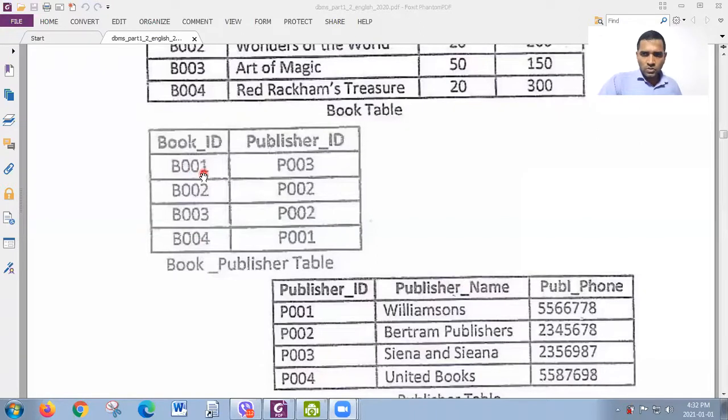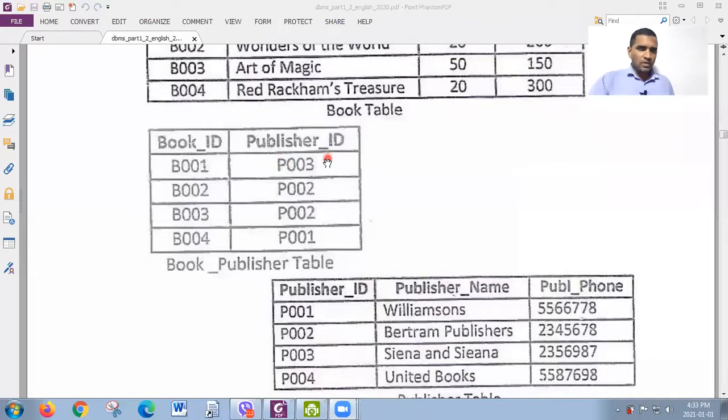So now B001 is published by P003. Who is it? This one, CNN. Maybe that same book is published by another one. Maybe they publish as co-publishers. Both of them jointly publish that. That is possible. So it has duplication, right? So leave it, book ID cannot be the primary key.